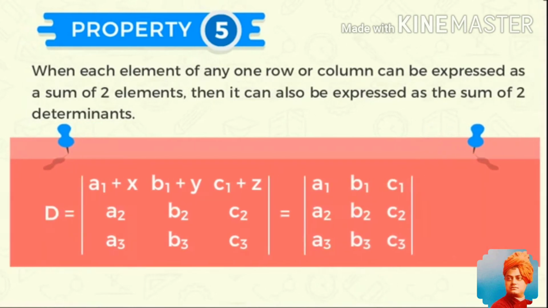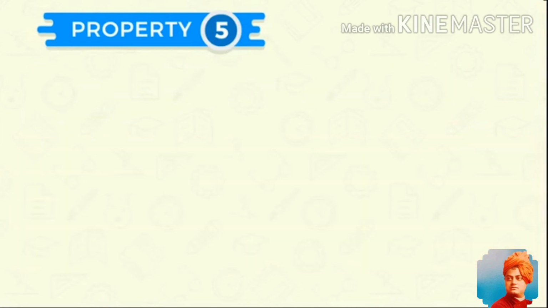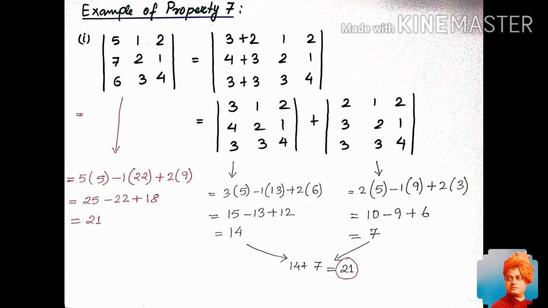and the second can be written as x, y, z, a2, b2, c2 and a3, b3, c3. So this is a sum of 2. Let us take one example here. This is the matrix which I have shown here. I have split the same matrix into two and I have shown it here differently, to see whether their result is the same or not. You can pause and see this. Yes, they are equal.